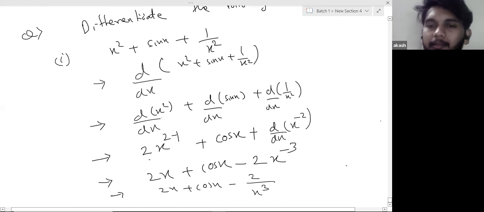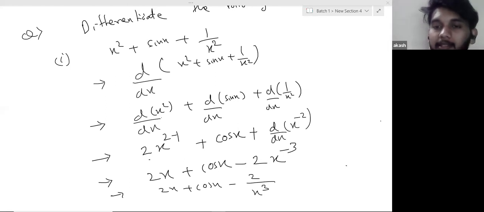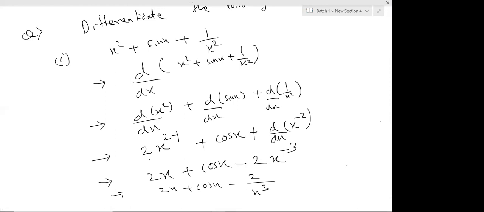Is this clear? How to differentiate this? Very important. Let me say this again: differentiation is very important in the 12th. There is a whole unit of differentiation. Note it down. Next question.